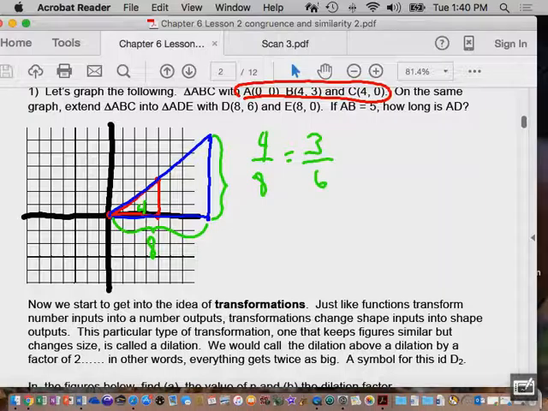What's 8 times 3? 24. What's 4 times 6? 24. Yeah, so that works. So little is to big is little is to big. Not only works when you draw pictures, it also works on graphs, as long as the triangles are similar.